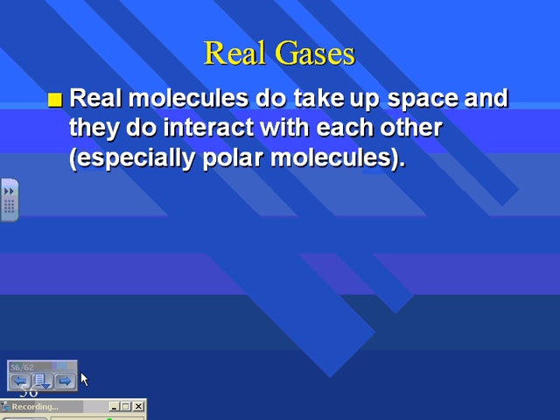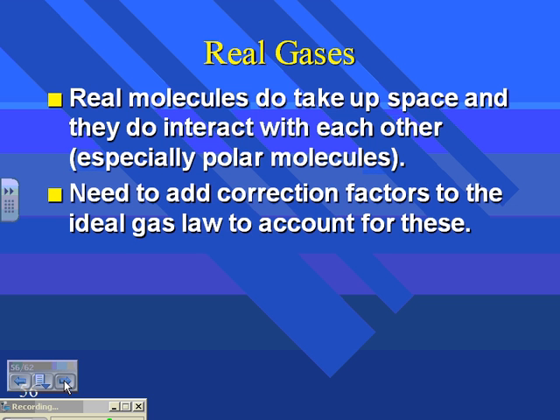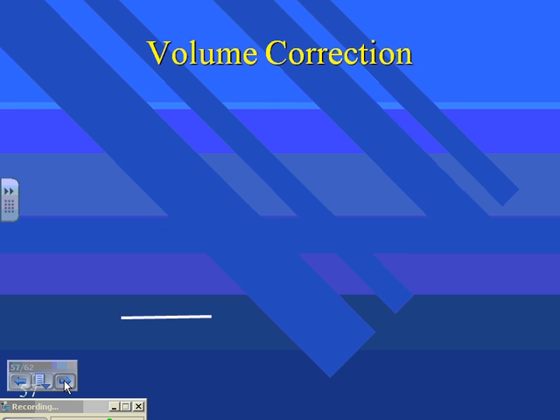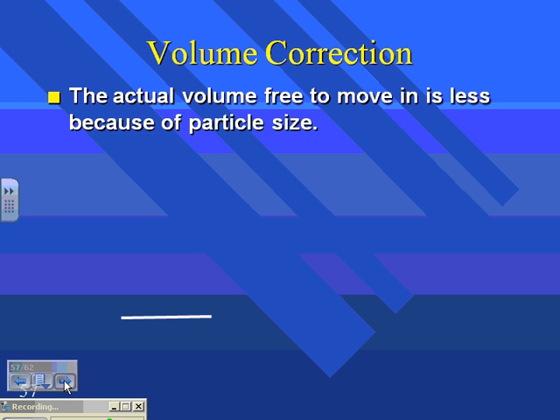So the ideal gas law is good for estimating the behavior of gases under certain conditions, but in reality, gases do not always conform to all of those assumptions. So we have another equation that's going to account for this for us. So we need to add some correction factors to the ideal gas law to account for these differences or variations. So there's our volume correction.